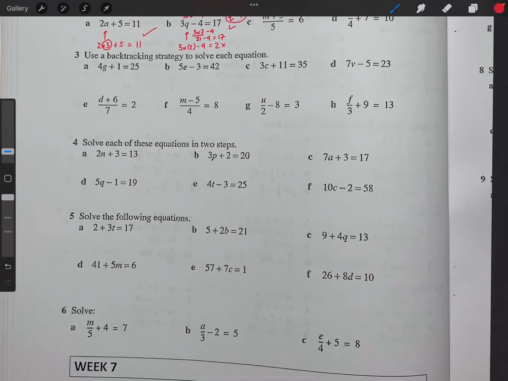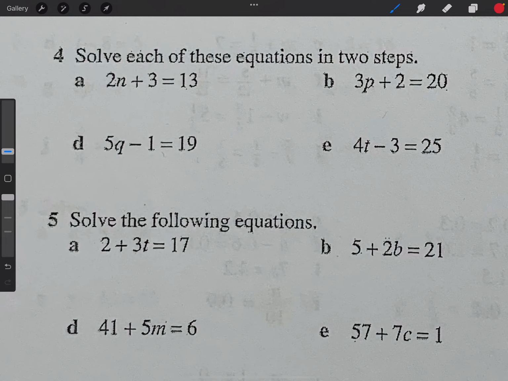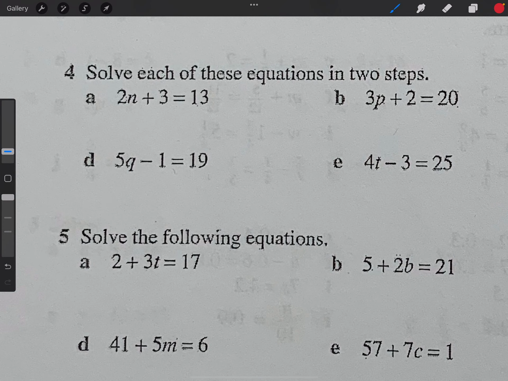Okay, next one, we're doing question 4. Solve each of these equations in 2 steps. Just like what we did before, we're going to look at which one to do first. On the left hand side, you've got 2n plus 3. What we're trying to do is get to the point where n is equal to something. That's our mission.